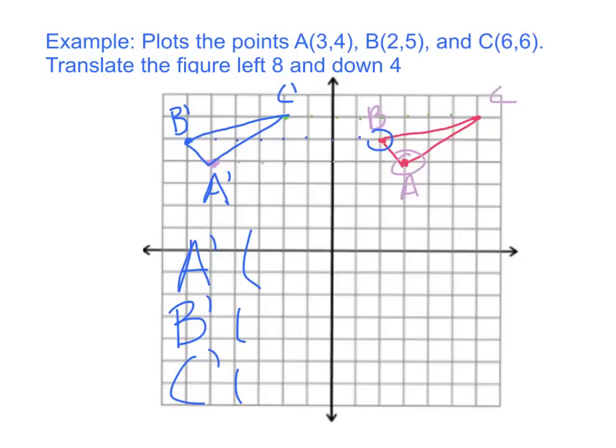So A is going to be -5 and up 1, 2, 3, 4. So -5, 4. B is going to be -6, 5. And C is -2 up 1, 2, 3, 4, 5, 6. So those should be your points.